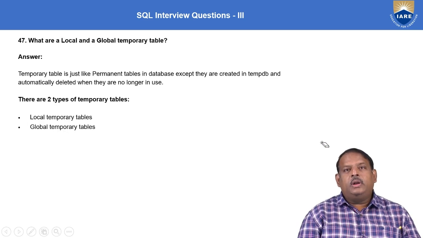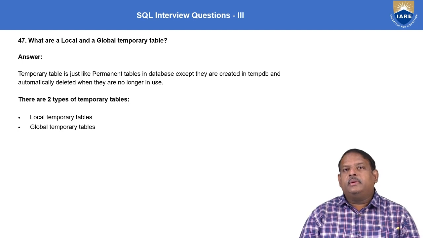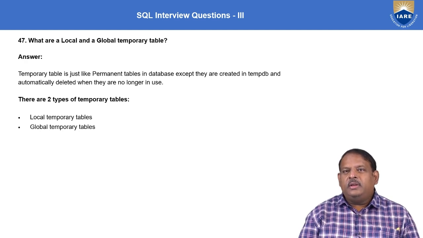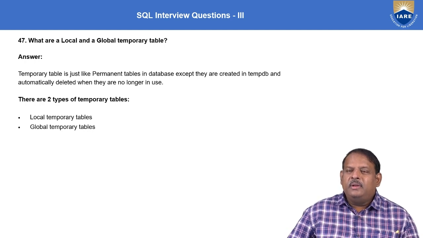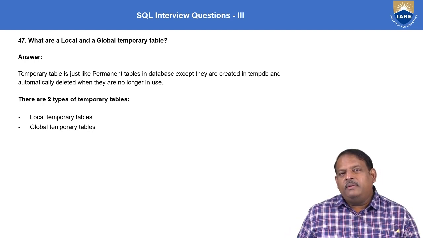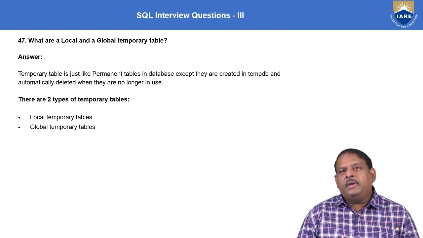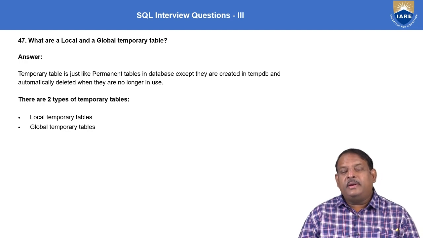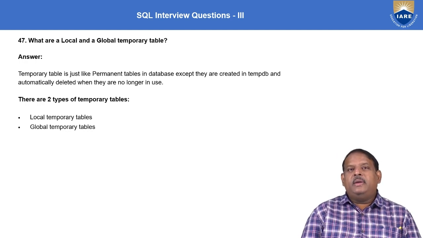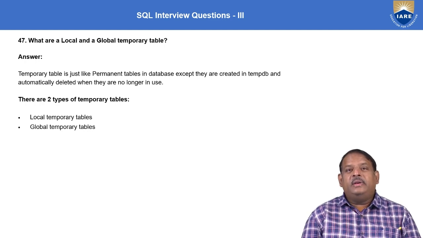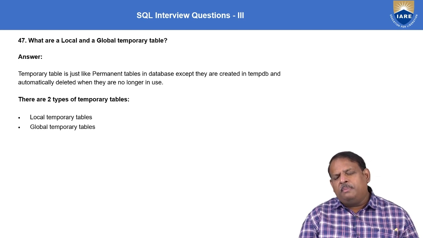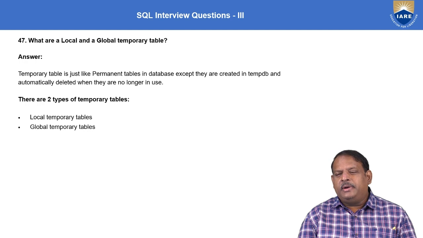Now, what are the local and global temporary tables? Temporary tables are tables created for your manipulation of data. Suppose you have used data, instead of directly updating the main table, first you create a copy and start working on it, so that copy can be created in a temporary table. A temporary table is just like a permanent table in the database, except it is created in TempDB and automatically deleted when it is no longer used.